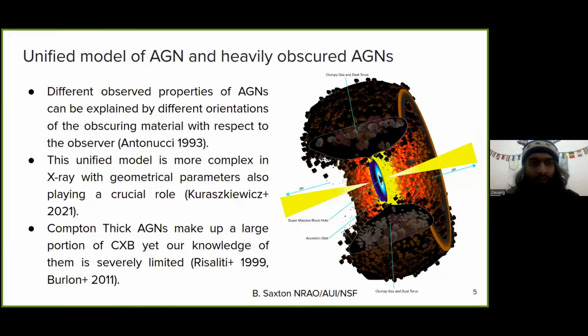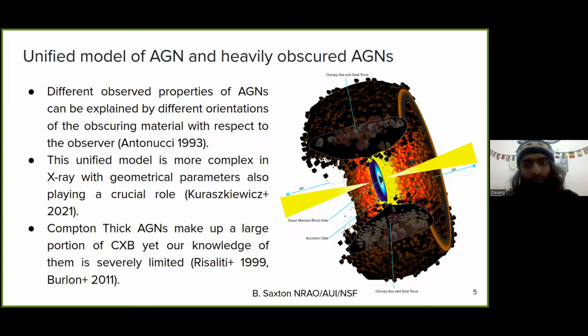Now coming to our work, I will first quickly introduce the unified model of AGN. This model was first proposed to explain the optical properties of AGNs, so narrow line region, broad line region, and so on. According to this model, an AGN consists of a central engine, which is an accreting supermassive black hole, and it is surrounded by an obscuring material, which is known as the obscuring torus. And what this model says is that different properties of AGN that you observe in optical can be explained by different orientations of this torus.